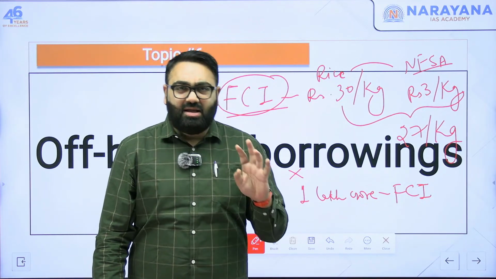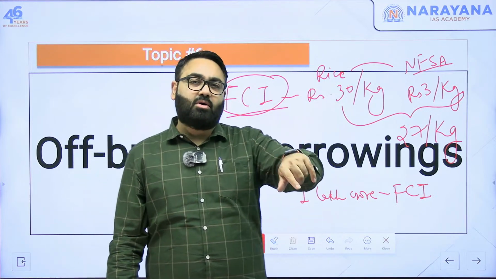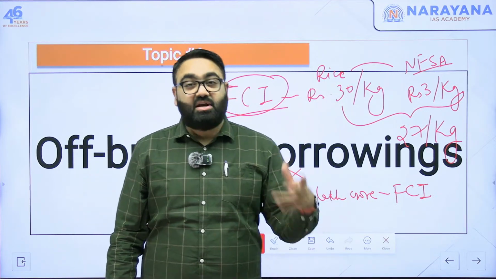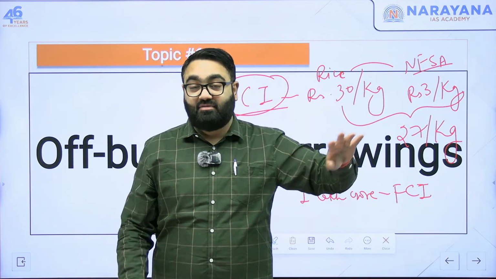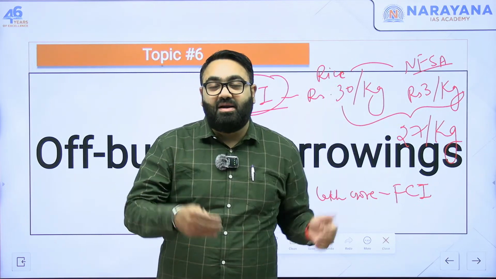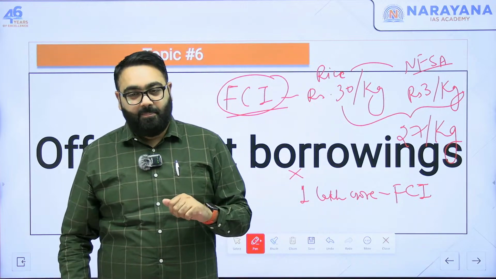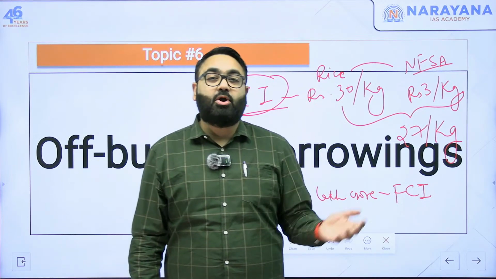So rather than the government directly paying to the Food Corporation of India and mentioning it in the budget, the government and the FCI, you arrange money from somewhere else. Why? Just so that the government doesn't have to write that in the budget. That is called off-budget borrowing.